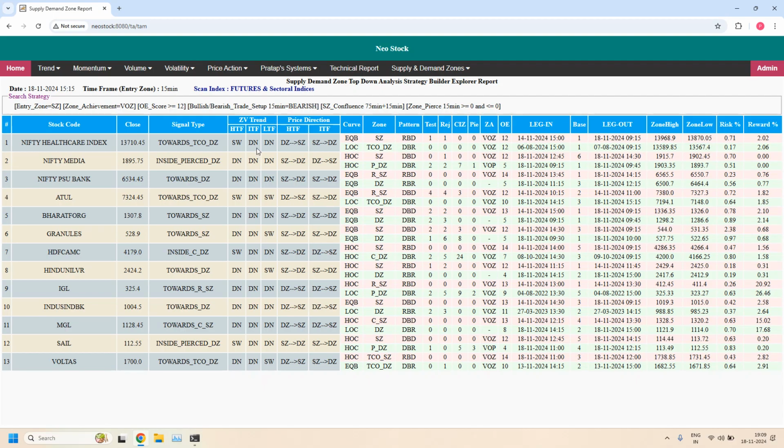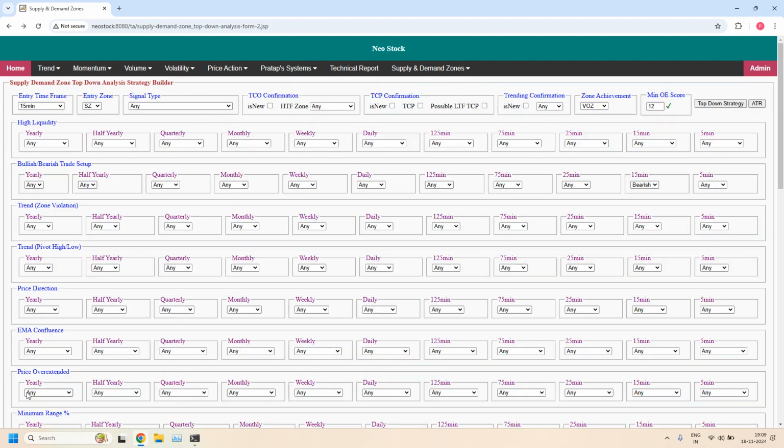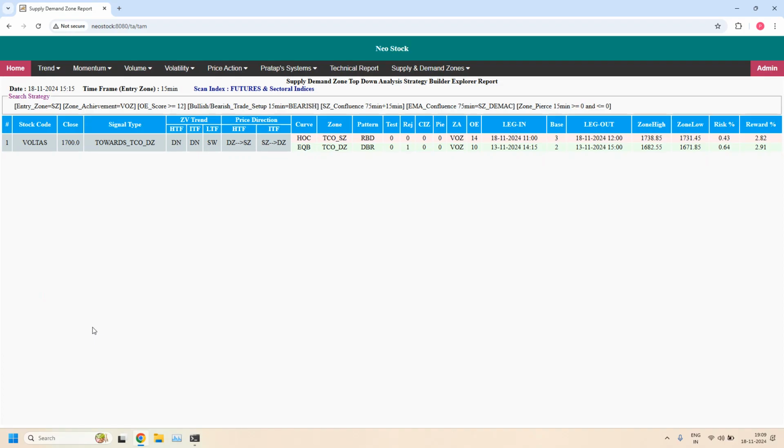If any of these 75 minute supply zones are having daily EMA confluence, because the 15 minute entry supply zone is part of the 75 minute supply zone, that's why a 75 minute supply zone with daily EMA confluence could be even more high probability setup supported stocks. So in the EMA confluence, 75 minutes time frame, the 75 minute supply zone with daily EMA confluence filter is enabled. With this filter, we got only one stock. So this is a high probability setup supported supply zone.